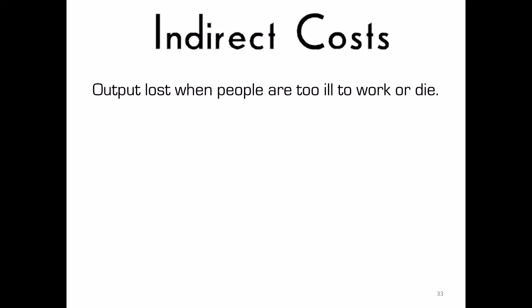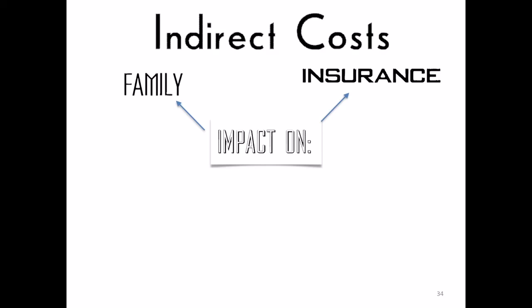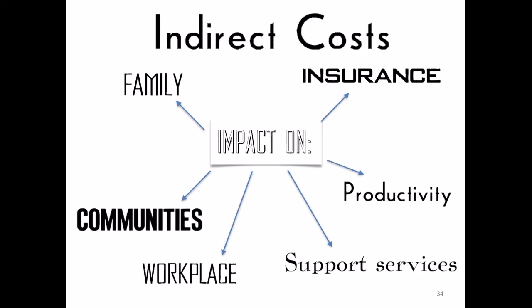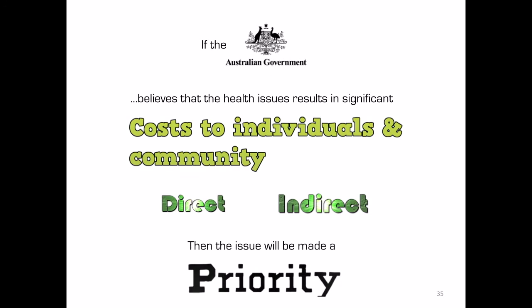Now, there are also indirect costs. Indirect costs relate to things like having days off work or absenteeism, lost earnings for people, retraining of replacement workers. So these can also be individual and they can also affect the community. So an individual that has CVD may have to take time off work, it may affect the family, it may affect relationships and so on, but it can also be at a community level. So insurance companies may be impacted, productivity in the workplace, support services may need to be developed to assist people that have these particular diseases, the workplace is affected, and also wider communities are affected. So if the government believes that health issues result in significant costs to individuals in the community that are direct or indirect, then the issue will be made a priority.